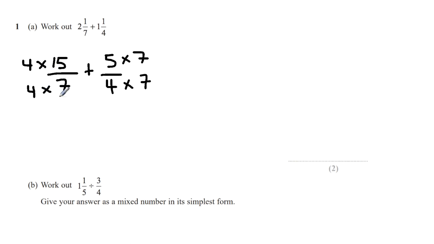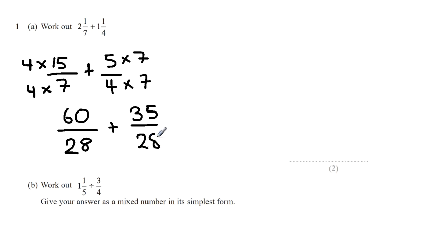Now I'm just going to simplify it further. So 4 times 15 is 60. 4 times 7, 28. 5 times 7, 35. 4 times 7, 28. Now I can add the fractions together, so I can add the numerators together. So 60 plus 35 is 95. The denominators remain the same, so it's going to be 28.